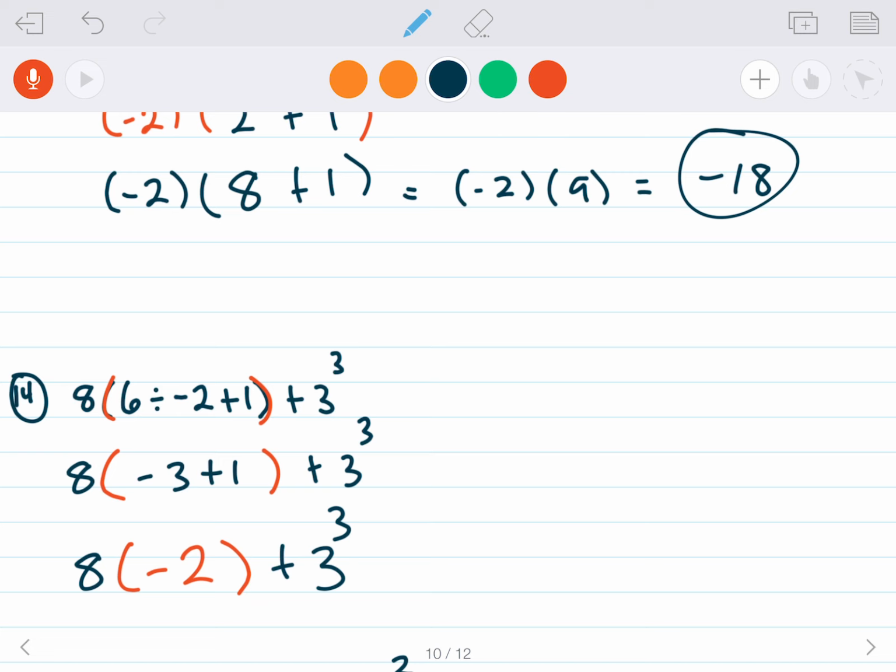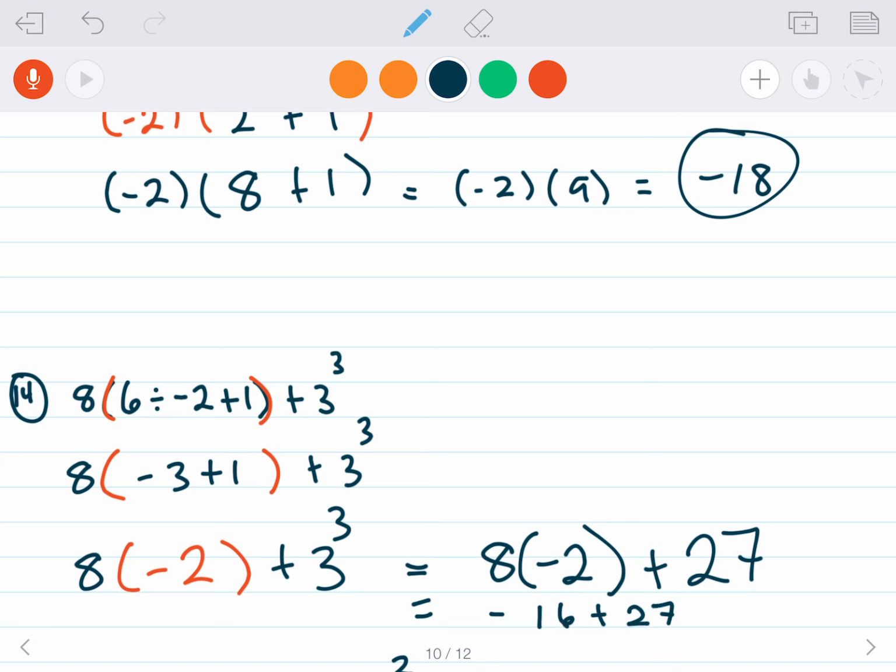Now, PEMDAS says, so this is multiplication, right? And this is an exponent. So I want to do the exponent first. And 3 to the third power, 3 times 3 times 3 is 27. So this is going to give us 8 times -2 plus 27. Now I want to do multiplication. That's the next letter in PEMDAS. So 8 times -2 is going to give me -16. And finally, -16 plus 27 is going to give me a final answer of 11.